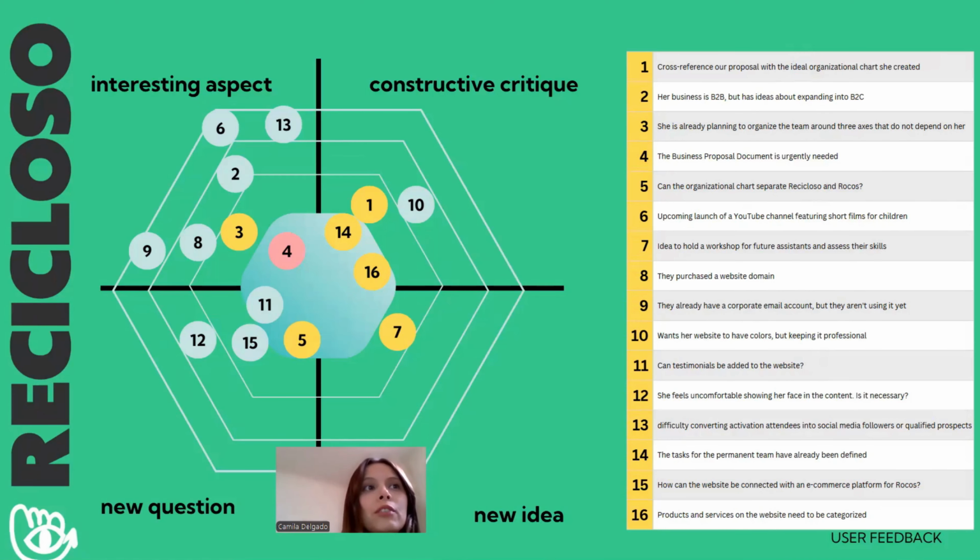Based on the result of the first sprint, we identify reviewing the defined tasks for the permanent team, and products and services on the website need to be categorized as areas for improvement within the constructive feedback. For interesting aspects, we have that the business proposal document is urgently needed. For new questions, we have can testimonials be added to the website, and can the organizational chart separate Resicloso and Rocos. Finally, for new ideas, we have to hold a workshop for future assistants and assess their skills.